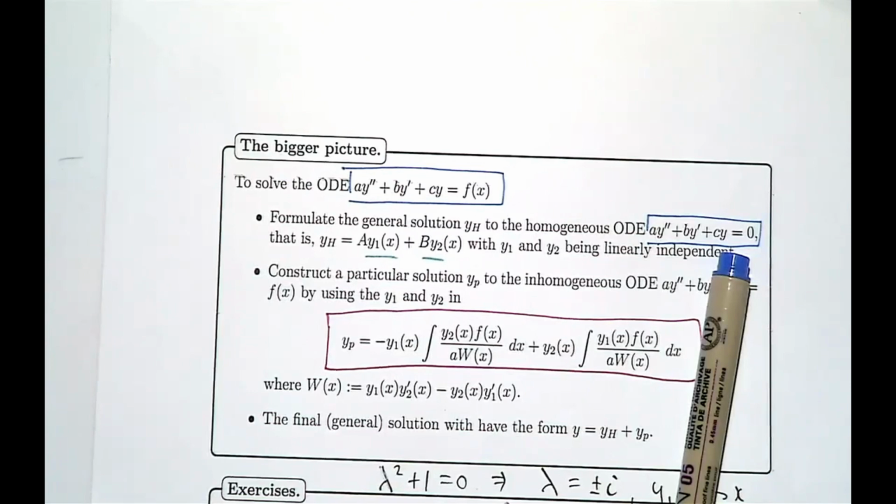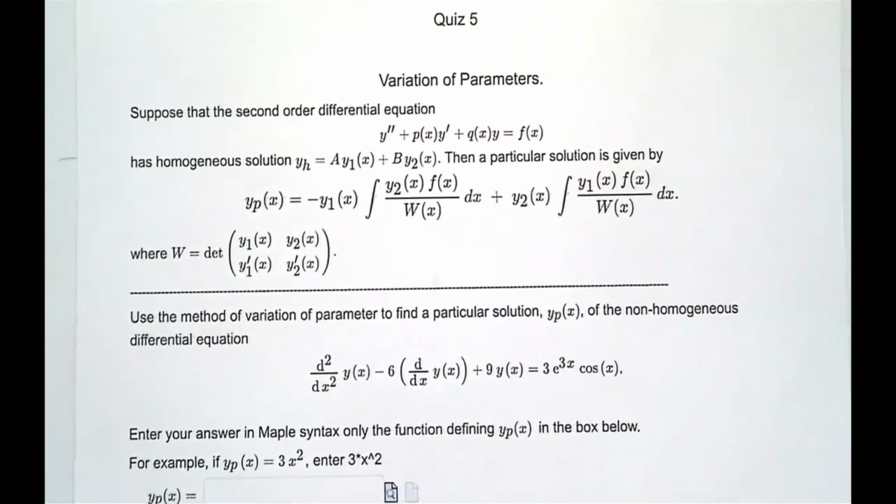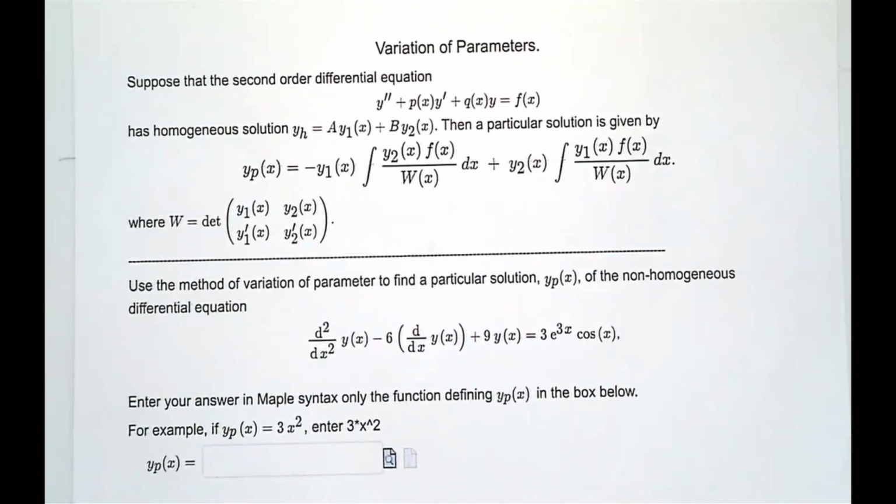So let's do a couple of questions. Come back to you. Where are you? Just give me a second. Yeah, all right, this is a good one. Variation of parameters.